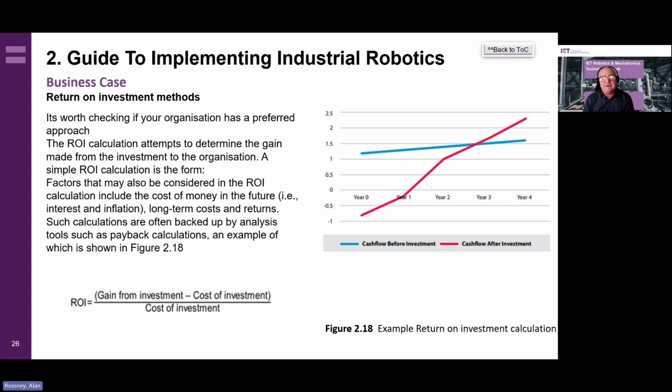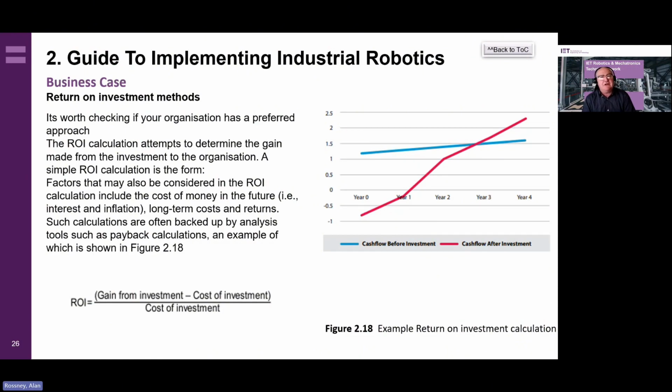A return on investment calculation attempts to determine the gain made from an investment to the organization. So a simple ROI calculation is in the form of gain from investment minus the cost of investment, divided by the cost of investment. Factors that may also be considered in the ROI calculation include the cost of money in the future, e.g. interest and inflation, along with long-term costs and returns.